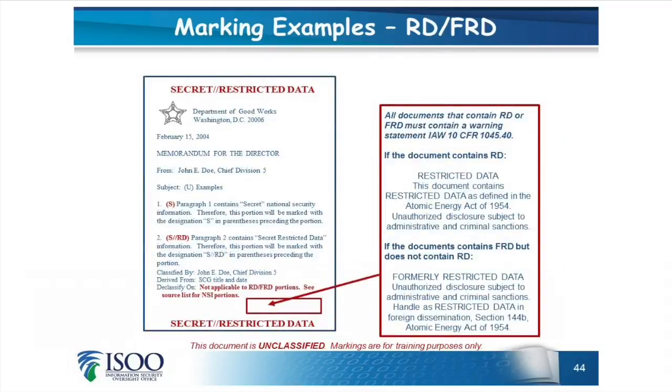This is an example of how an RD document may be marked. The important things to note: additional portion markings are used to indicate the RD-FRD portions. The declassification instruction must read, not applicable to RD or FRD portions, see source list for NSI portions. And each document containing RD or FRD must contain a warning statement as described on this slide. Again, you may not work with RD or FRD information, but it is good to recognize it.